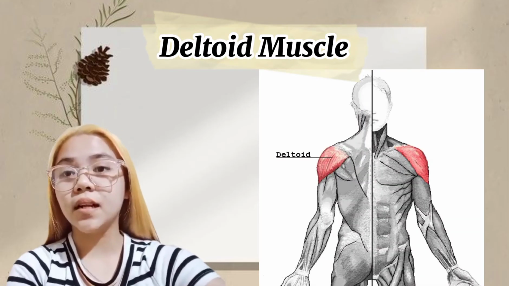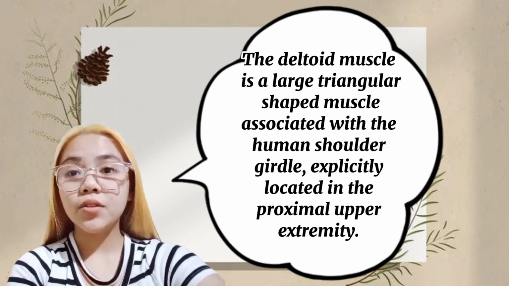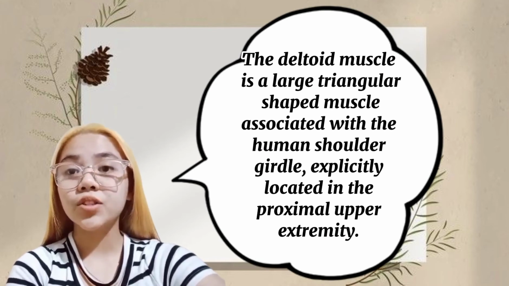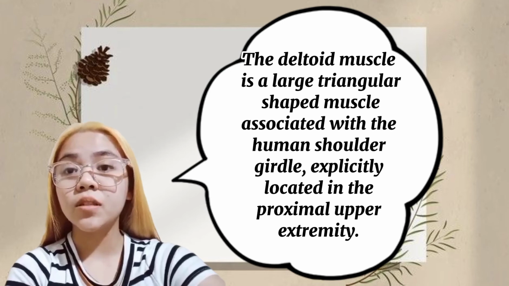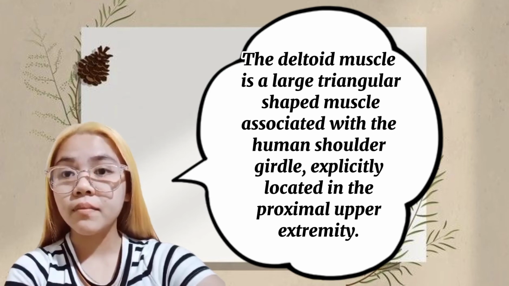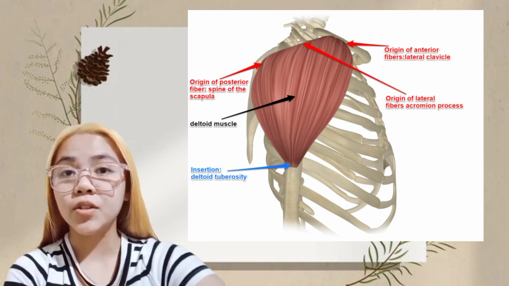Lastly, we have the deltoid muscle. So what is a deltoid muscle? A deltoid muscle is a large triangular-shaped muscle associated with the human shoulder girdle, located in the proximal upper extremity. So this picture illustrates the structure of the deltoid muscle.